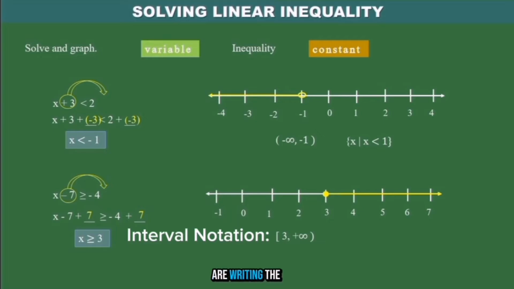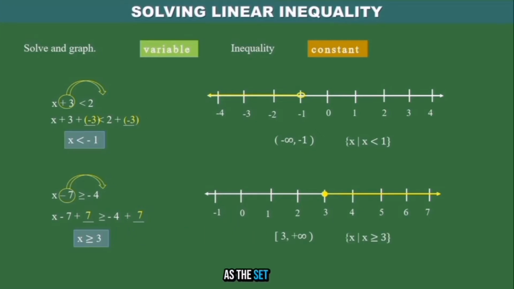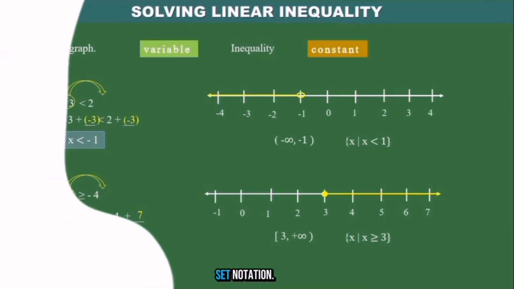Now, when we are writing the set notation, we write it as the set of all x such that x is greater than or equal to positive 3. It depends on you how you write the set notation.